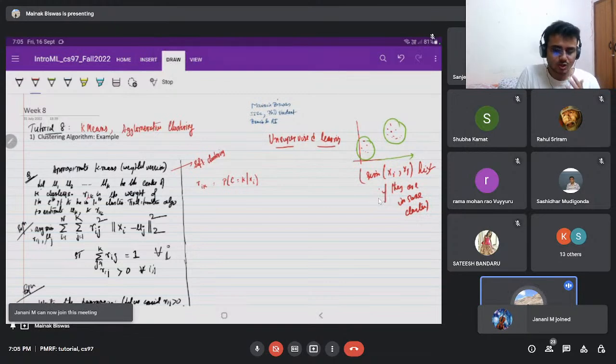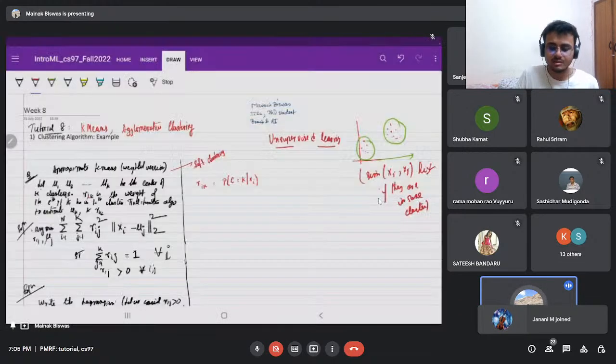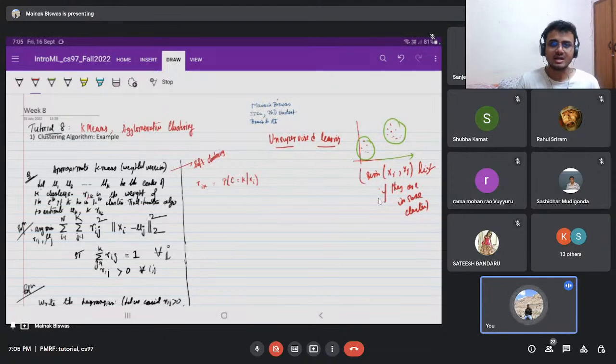So this is unsupervised learning. We are not given any labels. You'll be just given data points, and you have to cluster similar points together. We'll see how to do that. But before going to that, I'll do a very interesting question with you all, to motivate the want for k-means clustering.